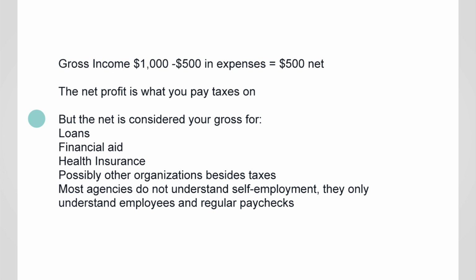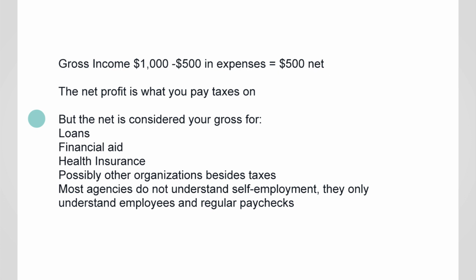With them being used to paycheck land and a W-2, they're always asking for your gross income. What they mean is the income that's available to you to use. Now, your net income is the only amount that's available for you to use because you've had to pay expenses, right? So you don't get to keep your $1,000. You've paid $500 out in expenses. So there's only $500 net. So that's actually considered your gross.